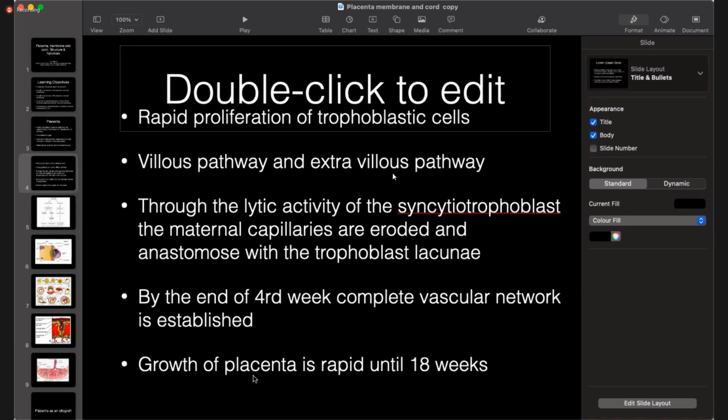This trophoblastic cell rapidly proliferates and forms the villus and extravillus pathways. There are two types of cells in the trophoblastic pathway. There is a group of cells called syncytiotrophoblast that erodes the capillaries and forms anastomosis with the lacunae. Around the fourth week, this complete vascular network is established.